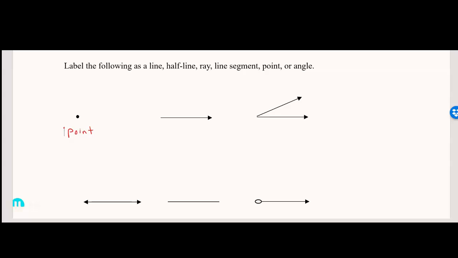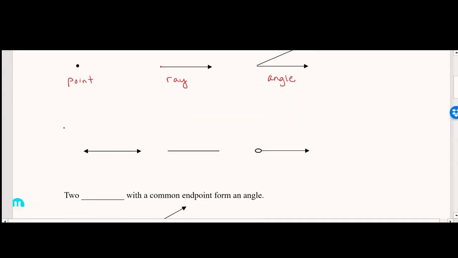This looks like a line, but it only goes infinite in one direction, which means technically it has an endpoint. That is what we call a ray. And then if we have two rays that form a common endpoint, we call that an angle. This, we have a line going infinitely in both directions. That is what we simply call a line.